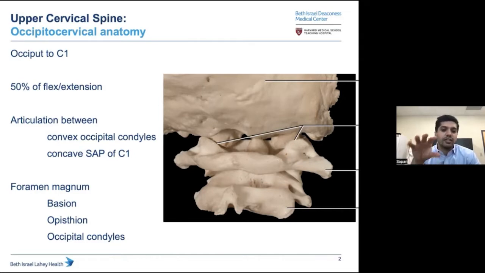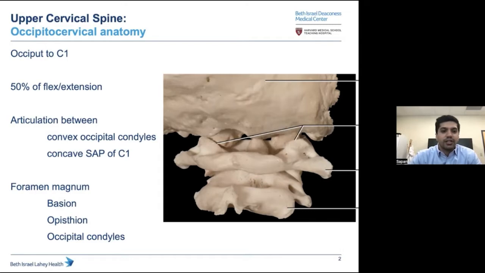This articulation, the OC joint itself, controls 50% of the patient's cervical flexion and extension. So half of what the patient can do bending forward and bending back happens at this one level. When trauma happens at this level and has to be addressed, it's really vital to get that articulation right. And it's really vital for patients to understand how much motion they may be losing by having trauma at this level.